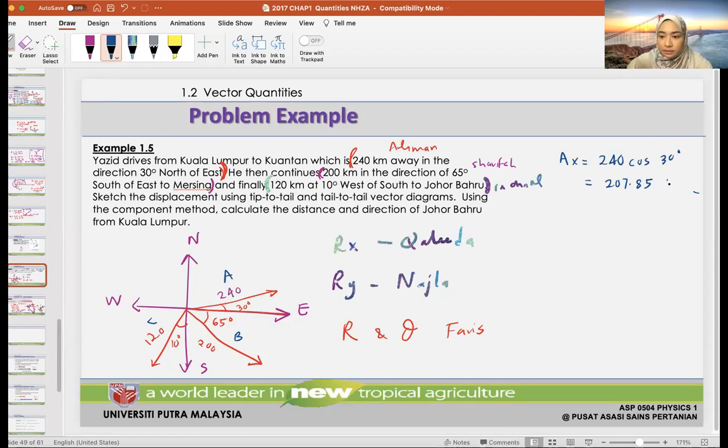Kilometer. Okay. What is your AY? For AY, I put 240 sine 30 degrees. Okay, and your answer? 120 kilometer. Alright, thank you.